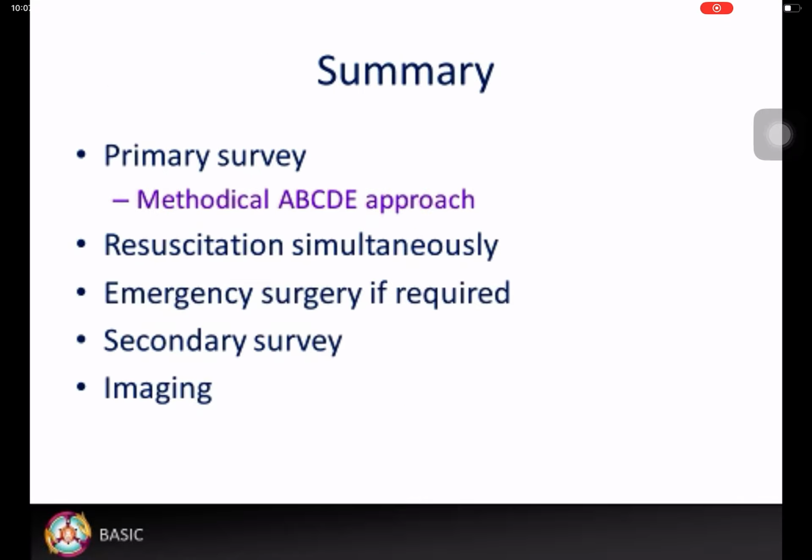In summary, start with a primary survey using a methodical ABCDE approach and resuscitating as you assess. If an immediately life-threatening injury is identified, it may be necessary to interrupt your assessment for emergency treatment. A secondary, more detailed survey should be carried out after the primary survey or after emergency treatment of any immediately life-threatening injury. This should be supplemented by appropriate imaging.